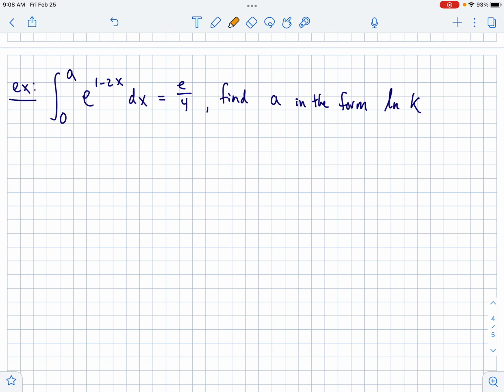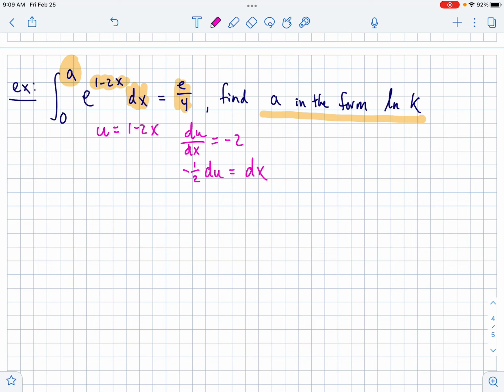Last problem. The inside function is 1 minus 2x. So this one's kind of interesting because now we don't have definite numbers. We have a variable in here, and they tell us the whole thing is e to the 4th, and we're going to have to find a in the form of ln k. First thing we're going to do, u is equal to 1 minus 2x, which means du/dx is equal to negative 2. Now, I don't see a negative 2 in there, so when we rewrite this, we're going to have to do a negative 1/2 du is equal to dx, because all I see is a dx in there.